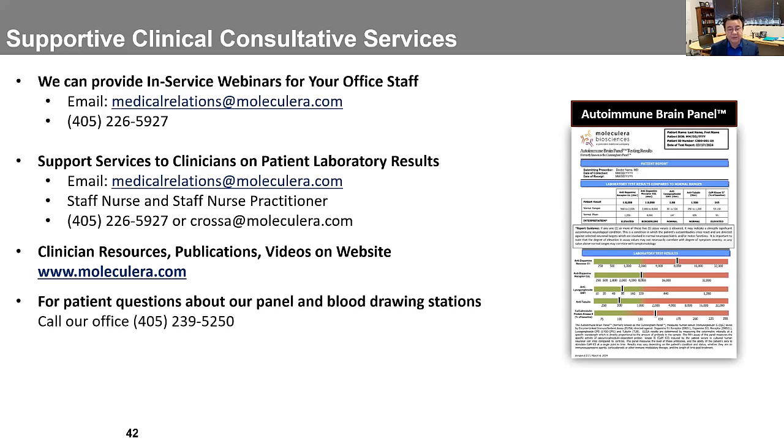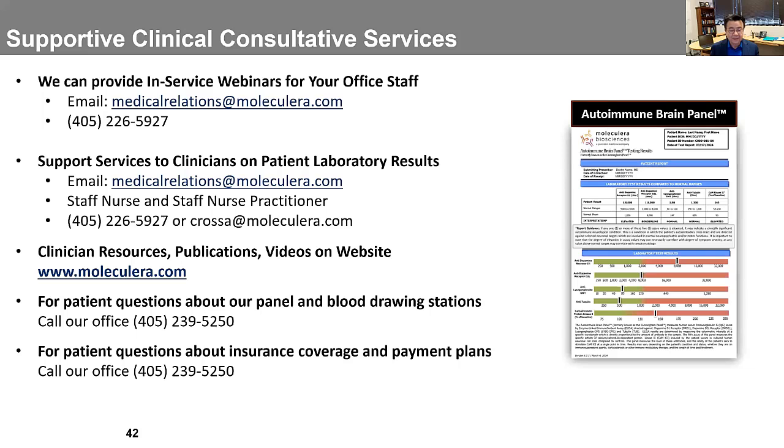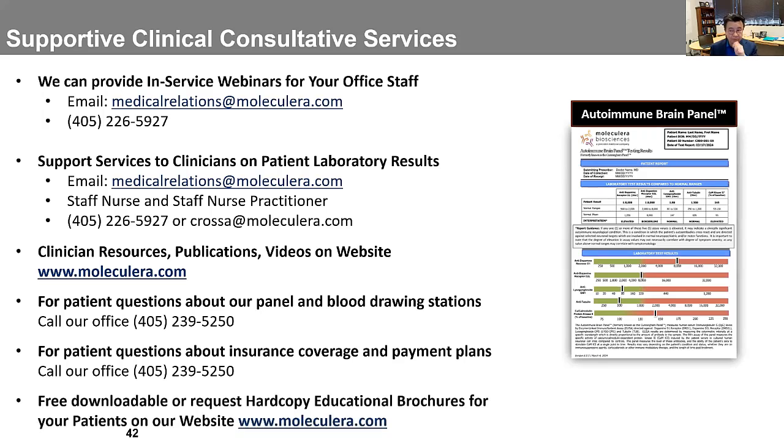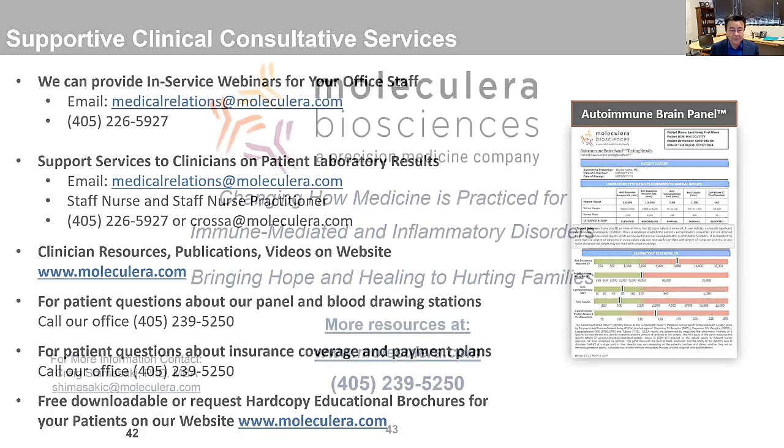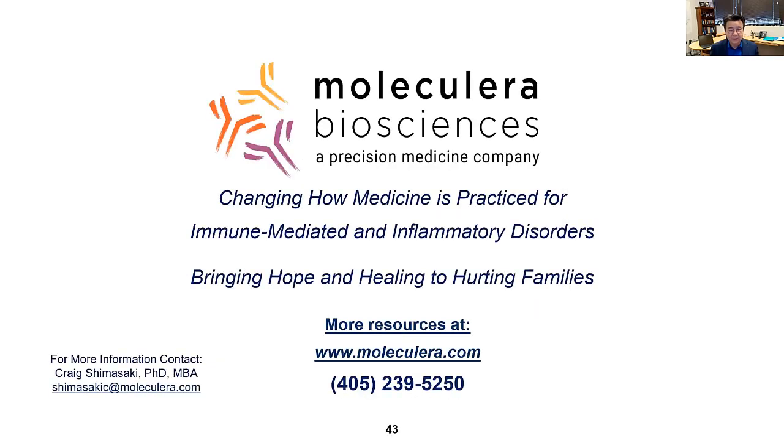If your patient has questions about blood draw or the panel or payment terms, we do have some ways to make payment terms. Call our office, and that's the office number. As I mentioned, insurance and payments, 405-239-5250. Or you can download educational brochures at our website. So we're here to help you.